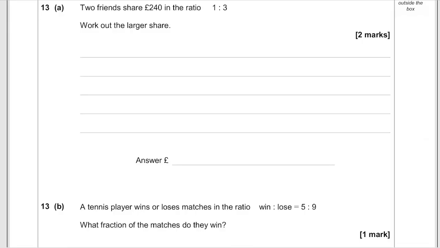Question 13. 2 friends share £240 in the ratio 1:3. Work out the larger share. So I want to know what this one is going to earn, what they get out of it.